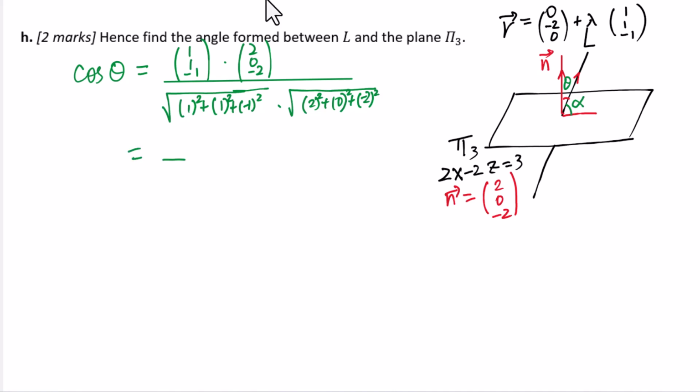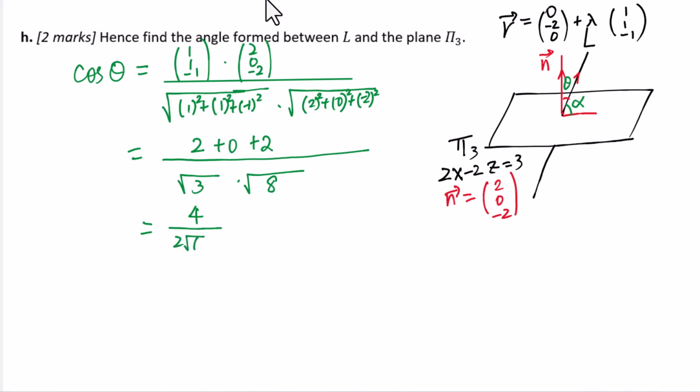Work this out. 1 times 2 is 2, 1 times 0 is 0, plus -1 times -2 is 2, all over square root of 3 times square root of 8, equals 4 over 2 square root of 6. We don't need to simplify.